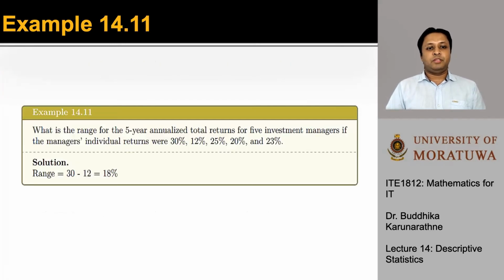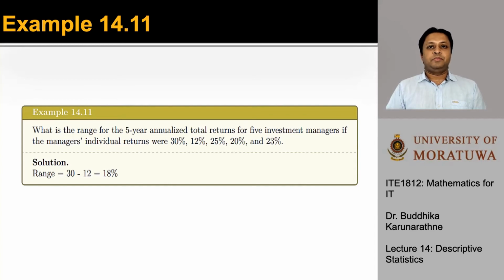Example: what is the range of the five-year annualized total returns for five investment managers if the managers' individual returns were 30, 12, 25, 20, and 23? So how do you do this? We just have to identify the minimum and maximum. So 30 is the maximum, the minimum is 12, and the range would be 18.